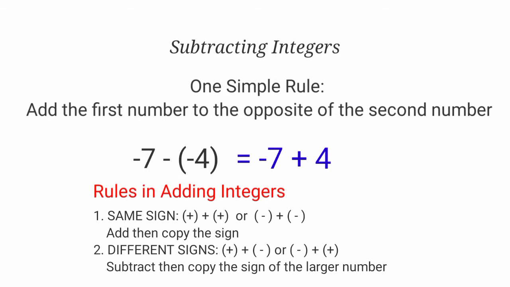In our given, we have here different signs, negative 7 and positive 4. That means to say we will be subtracting these two numbers. We have 7 minus 4 is 3, and then the larger number is 7, which is negative. Therefore, our final answer is also negative, making our final answer negative 3. So we can use the number line or the rules in adding integers in arriving at the same answer.